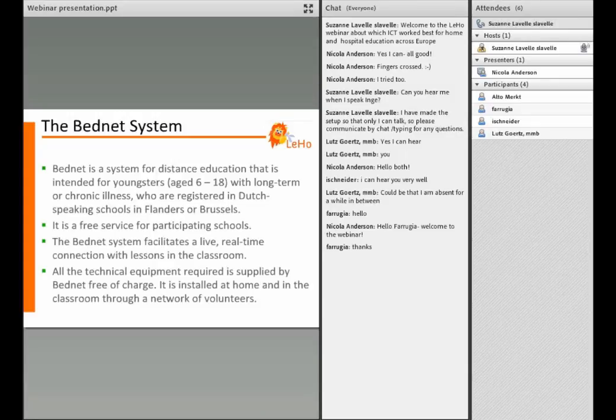All of the technical equipment that is needed is supplied by BedNet free of charge, and it is installed at home and in the classroom through a network of volunteers who work with BedNet. It is funded mostly through government funding, so the government is supporting this. They are incredibly busy, and they have units right across Belgium, and they are very highly skilled and highly trained professionals who go in and will also deal with the emotional side of children who have things like cancer, who may or may not be returning to the school.